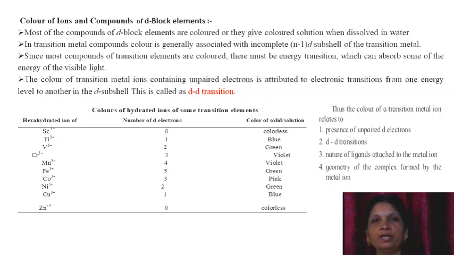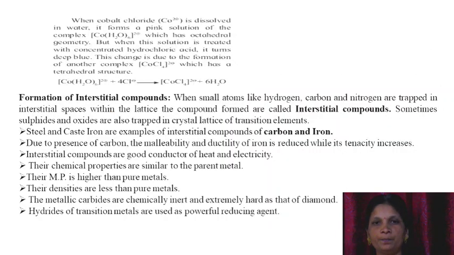For this purpose, we are taking the example of cobalt chloride, Co2+. Cobalt chloride, when dissolved in water, has a pink color. When dissolved in HCl, it has a different color, that is deep blue. So how does this happen? When cobalt(II) chloride is dissolved in water, it forms a pink solution of the [Co(H2O)6]2+ complex, which has octahedral geometry.